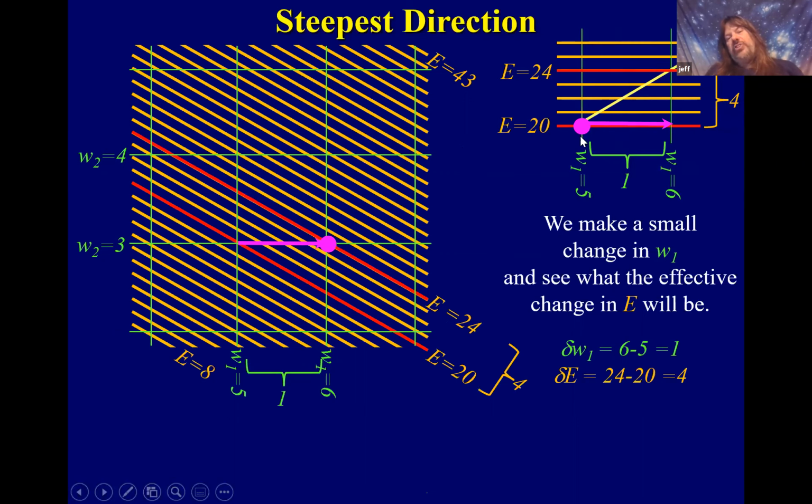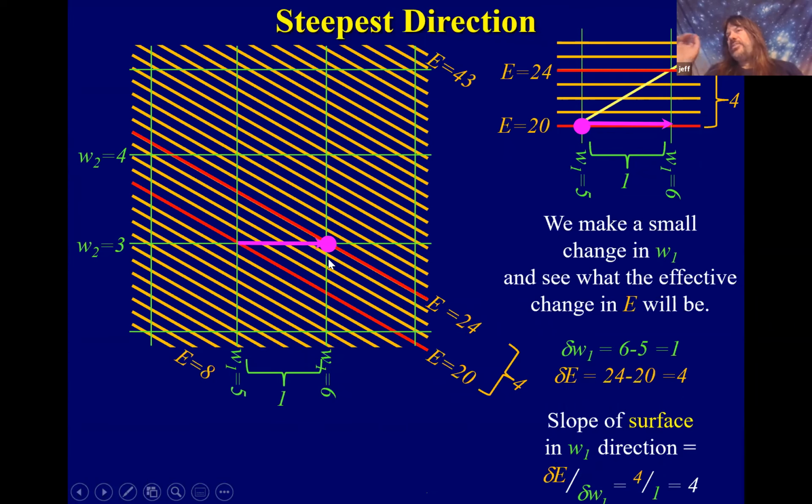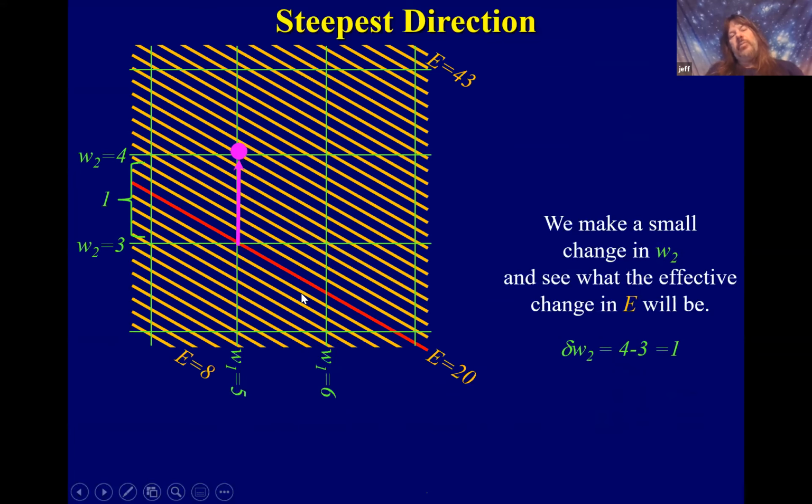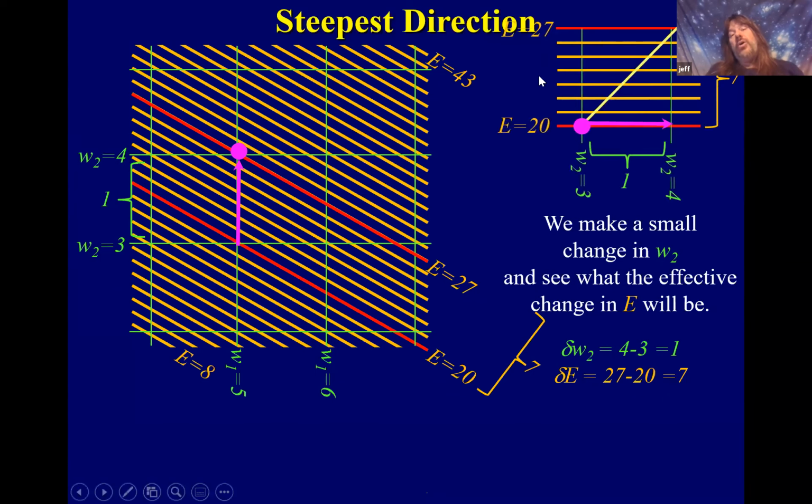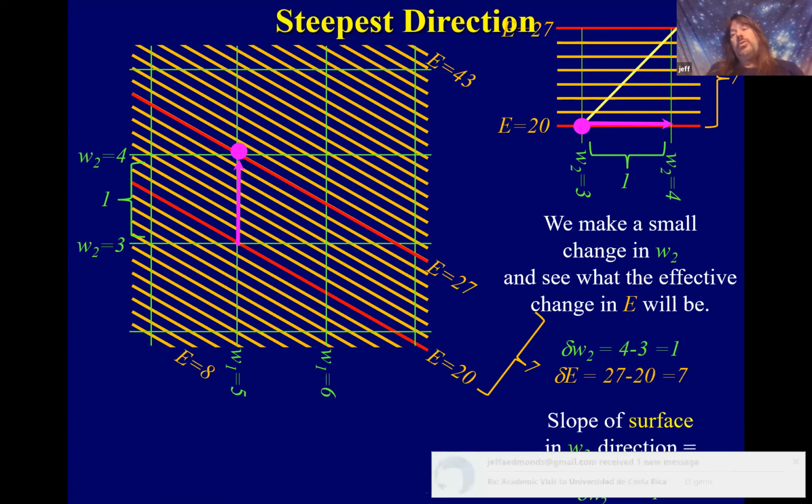All right. So we changed the weight by 1. The height changed by 4. Rise over run, that gives us a slope of 4, right? Every time you change the weight by 1, it changes the height by 4. All right, then we can do it in the other direction, right? We change W2 by 1, so that's a change of 1. And this time, look, it changes the error not by 4 anymore. This time it changed the error by 7, right? So this time you change the weight by 1 and the error goes up by 7. So the slope, rise over run.